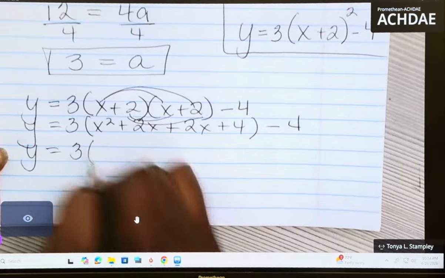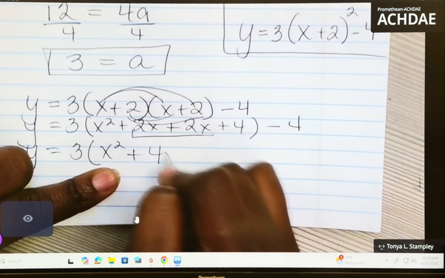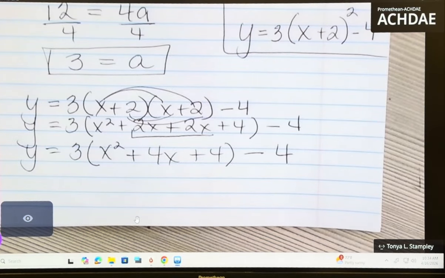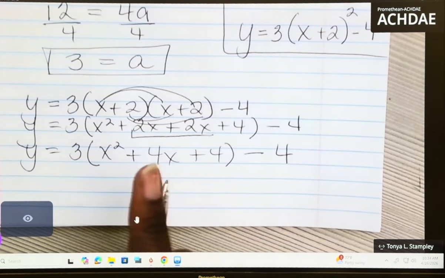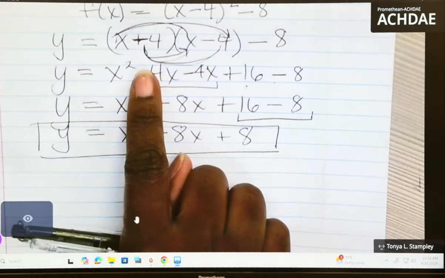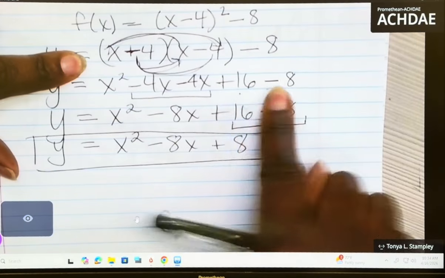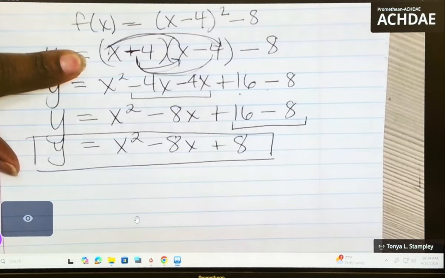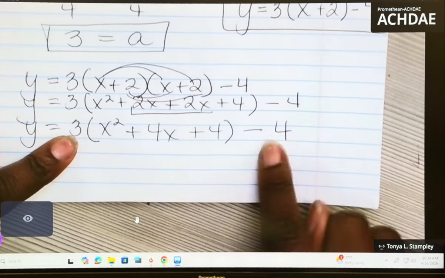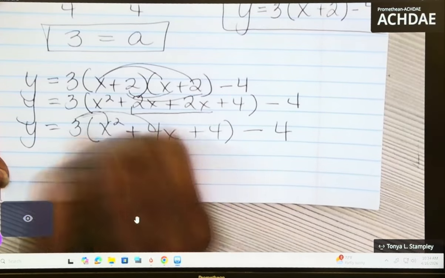Y equals 3 times (x squared, what happens to these two? Positive 4x. We add them) plus 4, minus 4. Now, the last time when we did a problem like this, we did not distribute first. Why? Because when we had this problem, the A was 1. So even if we would have distributed first before we subtracted, it wouldn't have changed the number. Are you following? But in these problems where you have an A that's something other than 1, before you subtract, you've got to multiply. Are you following? All right, so let's multiply it to all the parts.